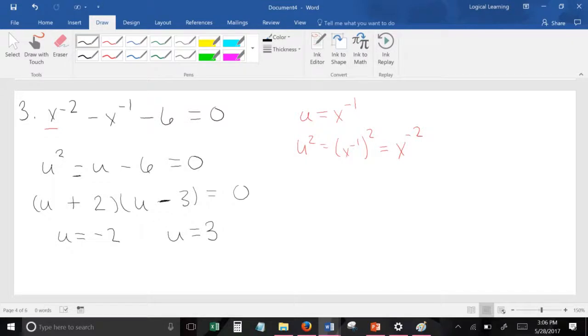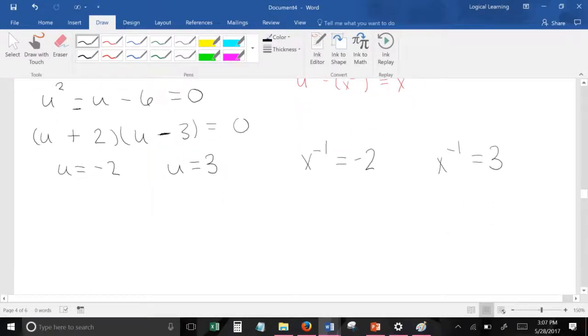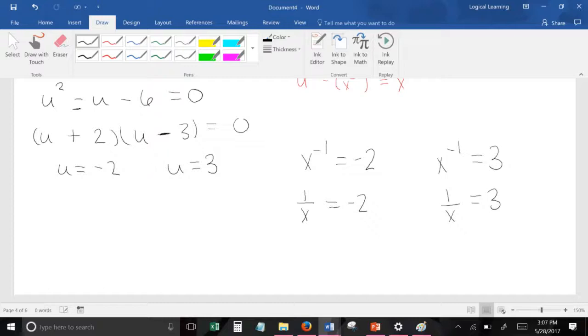Now again, we have to really make sure we remember what our u is, and in this case it's x to the negative 1. So this will give us x to the negative 1 is equal to negative 2, and x to the negative 1 is equal to 3. Well, we can remember that x to the negative 1 is just 1 over x. So we have 1 over x is equal to negative 2, and 1 over x is equal to 3. If we multiply both sides by x, we have 1 equals negative 2x for the first equation, and 1 equals 3x for the second equation.